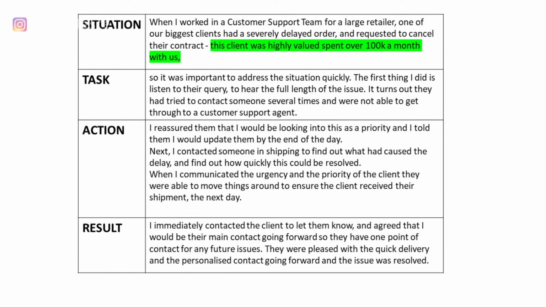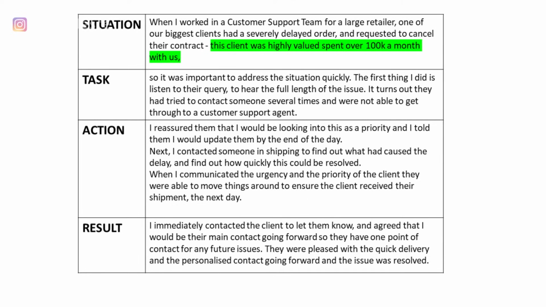And this answer shows that this is one of the company's biggest customers. They spend over 100K a month with the company, so a cancelled contract would have a significant financial impact. And you want to include in your answer a situation that was difficult or had high stakes, maybe something relating to a long-term impact on the company or a colleague.